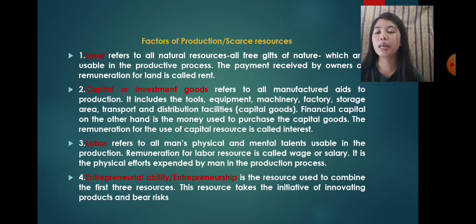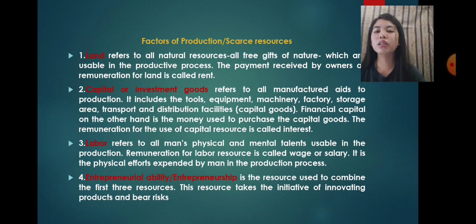Then next is labor. Labor refers to all man's physical and mental talents usable in production. The remuneration for the labor resource is called wage or salary. It is the physical effort expended by man in the production process. For example, in labor, those manufacturing workers are examples of laborers, who are paid by their weekly or monthly salaries.